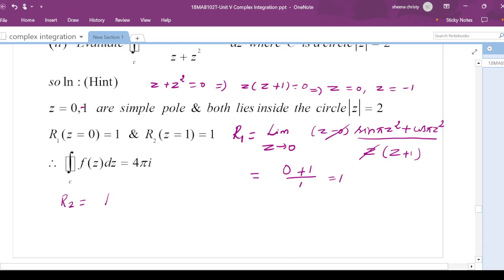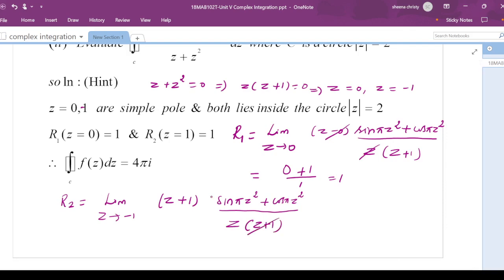Then for finding R2, R2 is limit z tends to minus 1. It is a simple pole only. So the same formula you are going to apply. (z minus of minus 1), which gives you (z plus 1), into (sin pi z square plus cos pi z square) divided by z into (z plus 1). These two get cancelled. Put z equal to minus 1. So sin pi plus cos pi divided by minus 1.